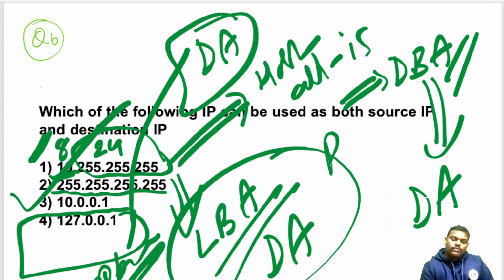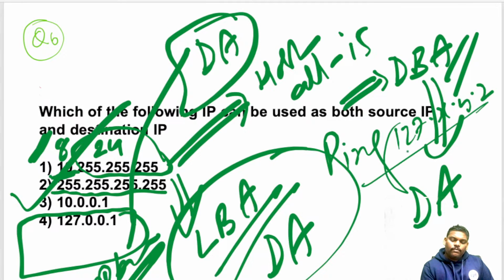So it will be like this: ping 127.x.y.z.